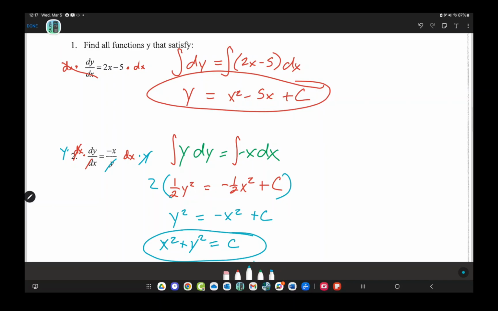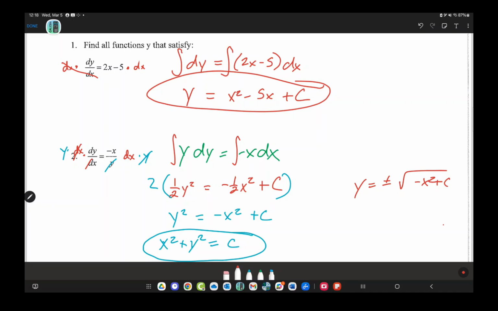So that's a circle. In that sort of situation, we have to get it equal to C. Technically, usually you want to get y by itself, so you'd write it as y is equal to plus or minus the square root of negative x squared plus c.